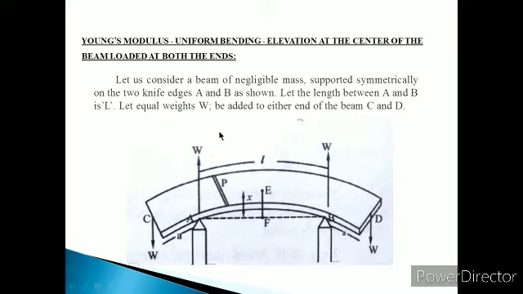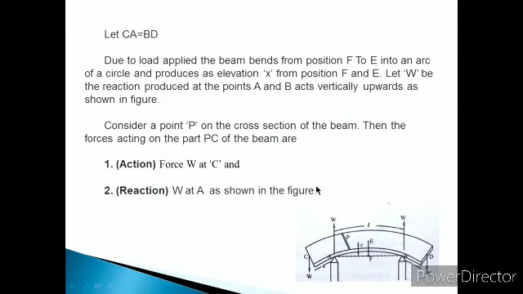Let equal weights W be added to either end of the beam, C and D. At C and D we apply the uniform loading W. Let CA be equal to BD. Listen here in this diagram: CA is here, BD is here. CA and BD are at equal distance. That means we apply equal load at equal distance from the knife edges, so it is called uniform bending.